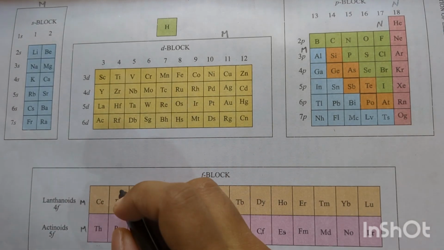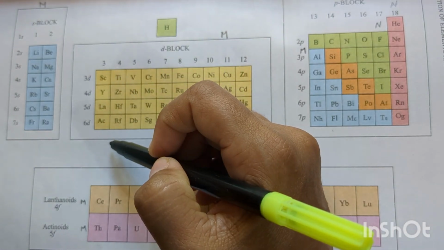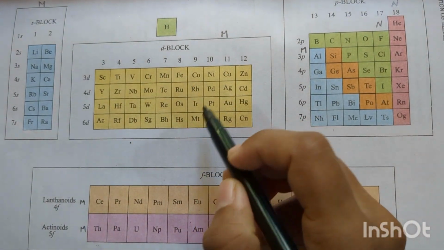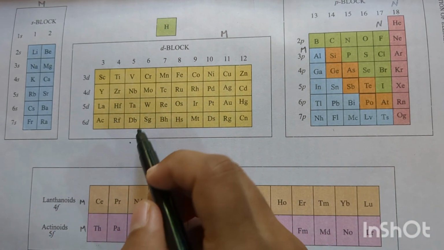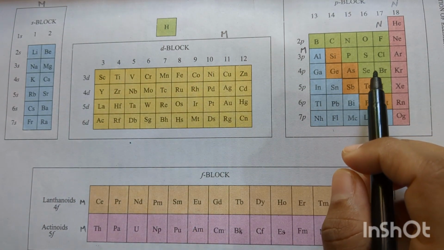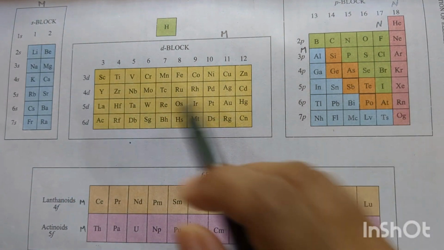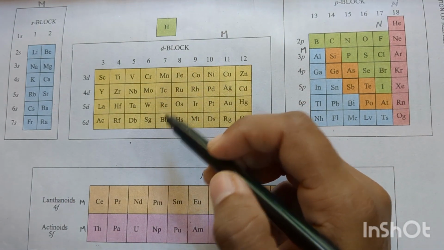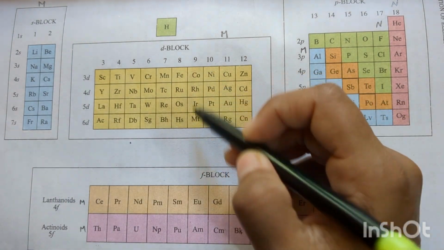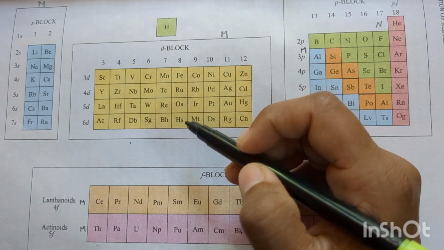The metallic character of elements increases as we go down a group of the periodic table. The non-metallic character increases from left to right across the periodic table. So from left to right, non-metallic character increases, but in a group, from top to bottom, the metallic character increases.